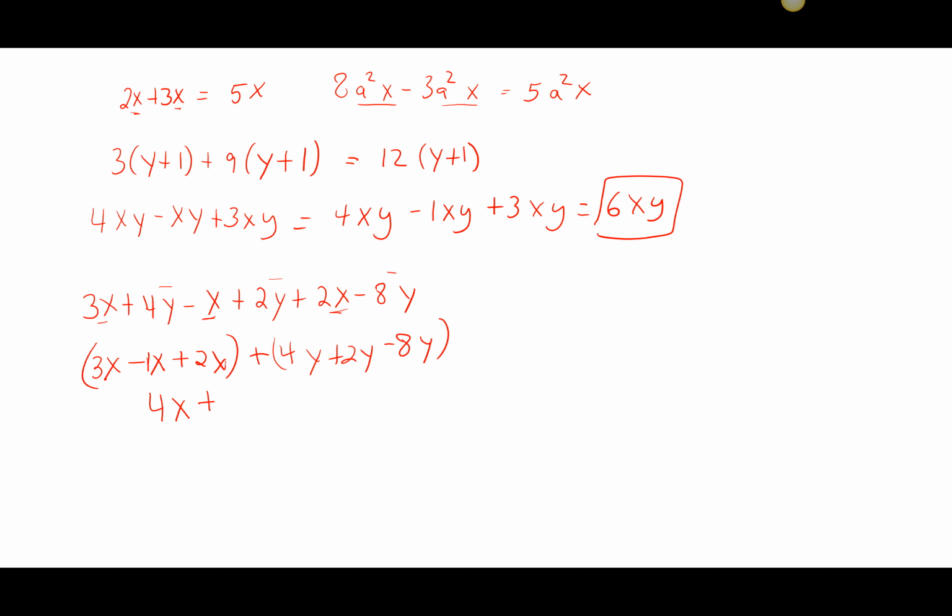Plus, now we got 4 plus 2 is 6, minus 8 is minus 2y. Or you can write it like this, 4x minus 2y. Okay, so you group them together and then do your add or subtract. Let's look at another one.